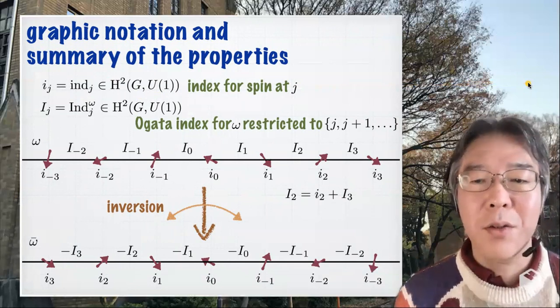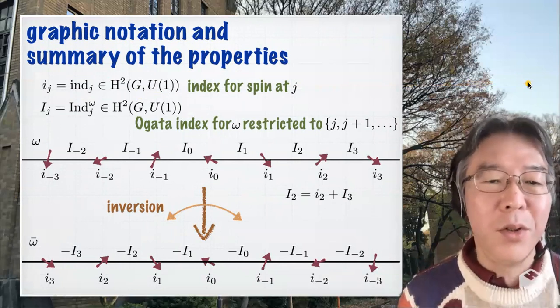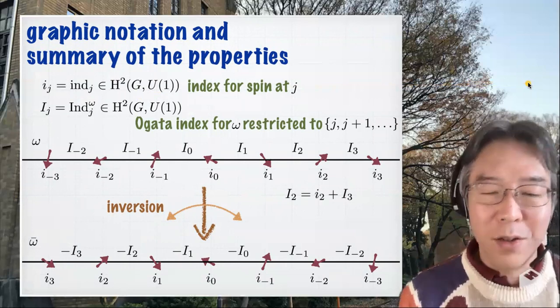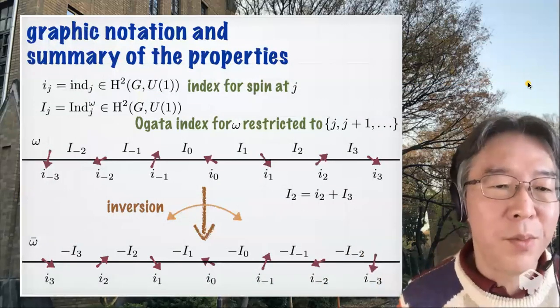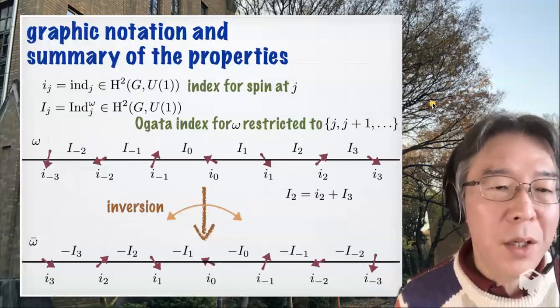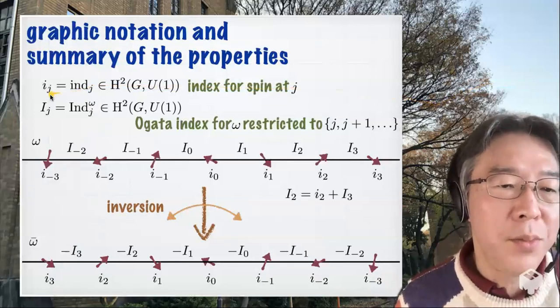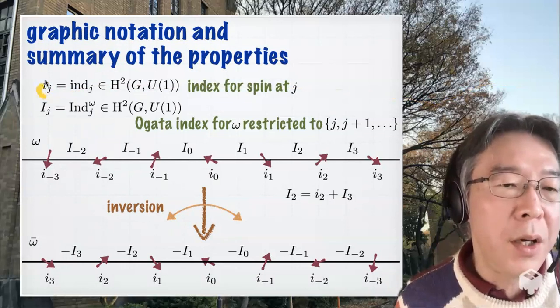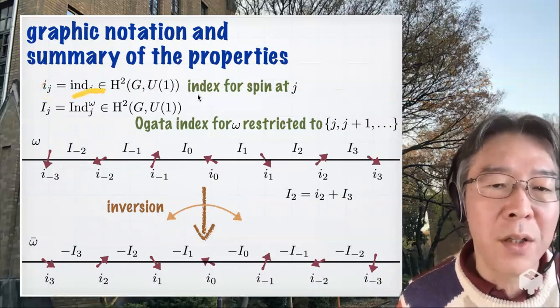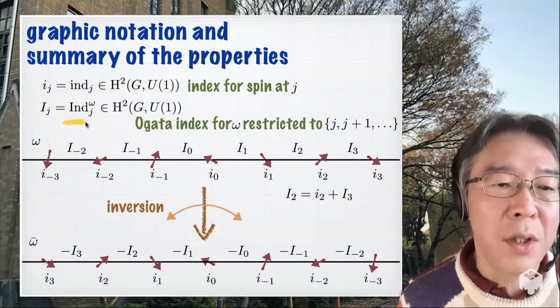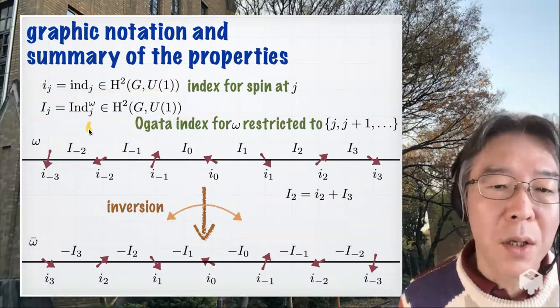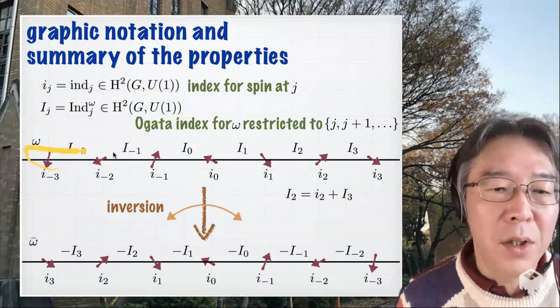To define the Ogata index is not easy, but to use it is quite easy. What you should know is summarized in this single slide. To make the notation simpler, let me denote by lowercase i_j the spin index at site j, and by uppercase I_j the Ogata index at site j. Okay, so here's the general picture.